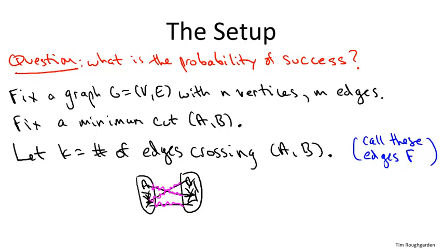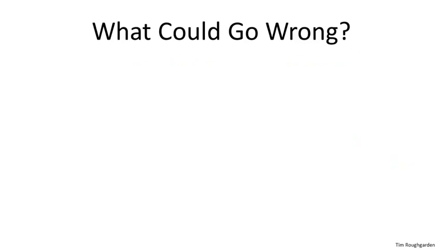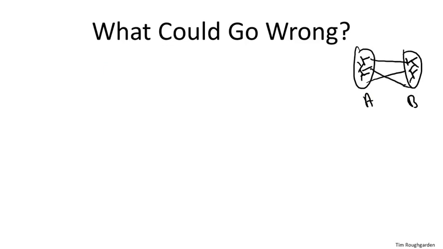So our next step is to get a very clear understanding of exactly when the execution of the contraction algorithm can go wrong and exactly when it's going to work, exactly when we're going to succeed. So let me redraw the same picture from the previous slide. So given that we're hoping that the contraction algorithm outputs this cut AB at the end of the day, what could possibly go wrong? Well, to see what could go wrong, suppose at some iteration, one of the edges in capital F, remember F are the edges crossing the min cut AB, so it's these three magenta edges in the picture.